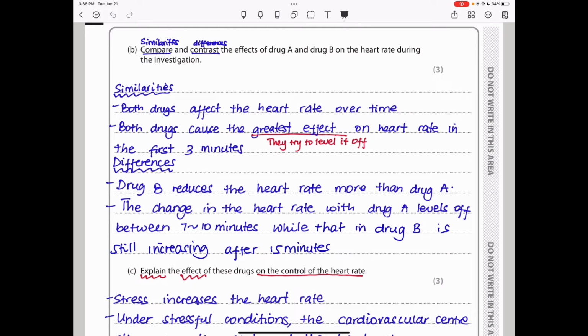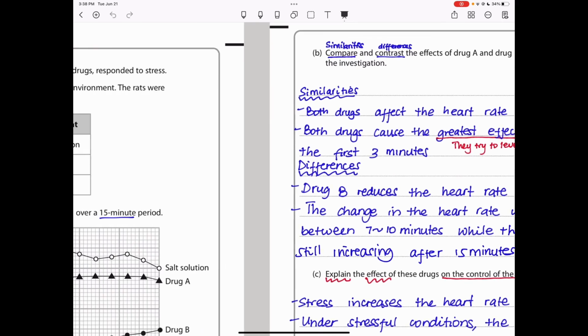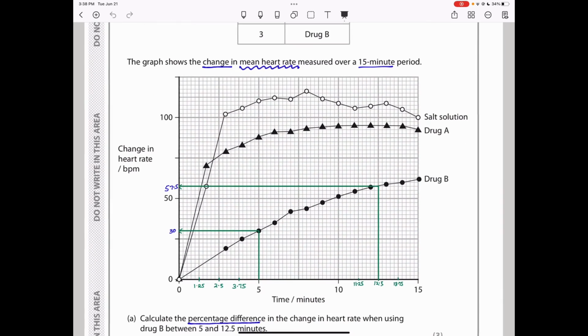That is the similarities. The differences we can see is that drug B reduces the heart rate more than drug A, and then the change in the heart rate with drug A levels off. If I can take you back slowly, you can see with drug A, it levels off at about this time. It's kind of leveling off, while that of drug B is continuously increasing. There is still an increase.